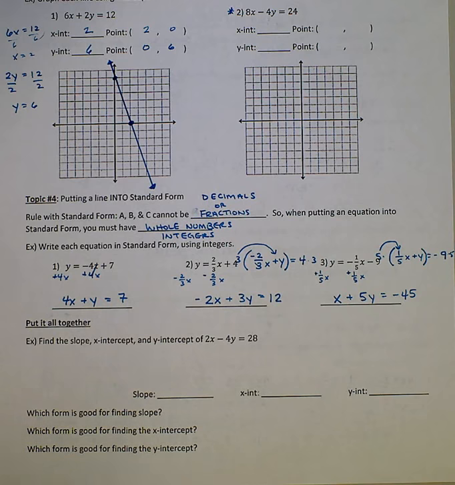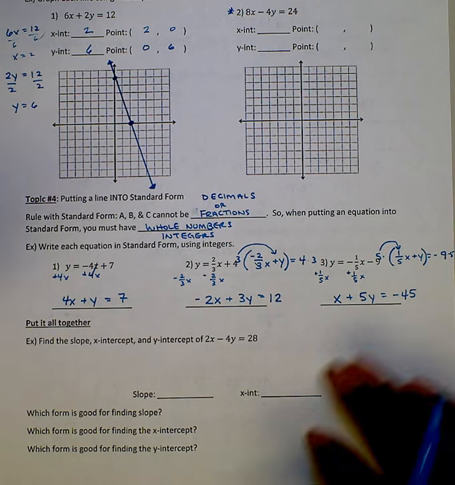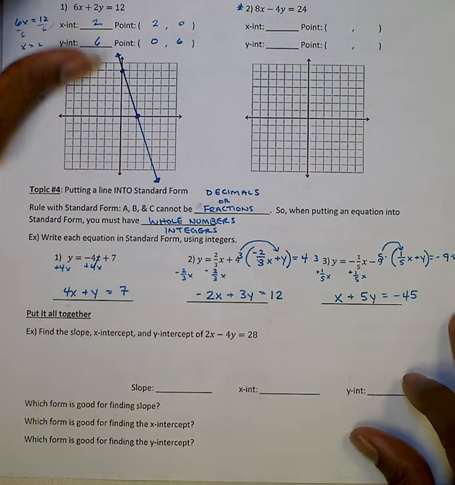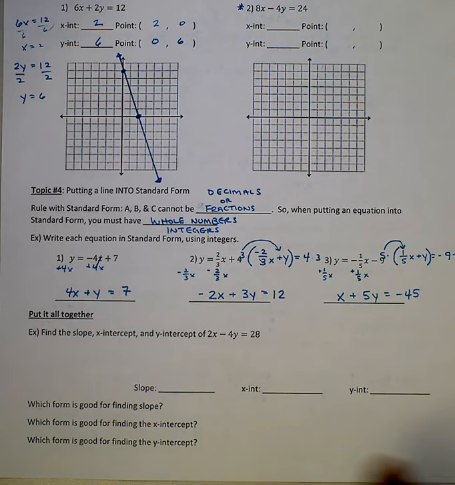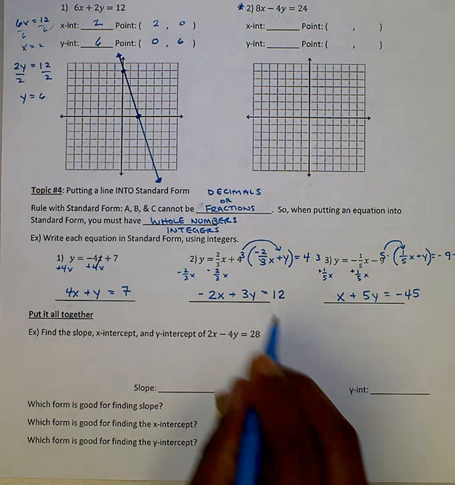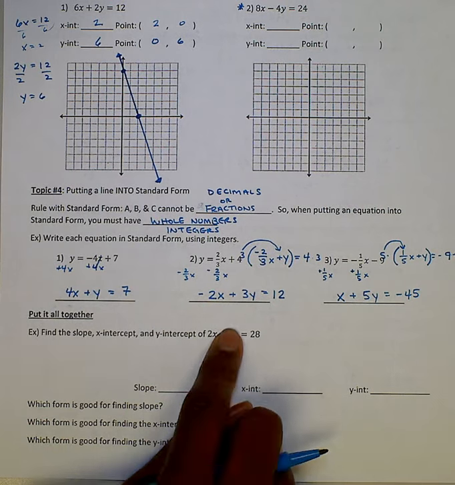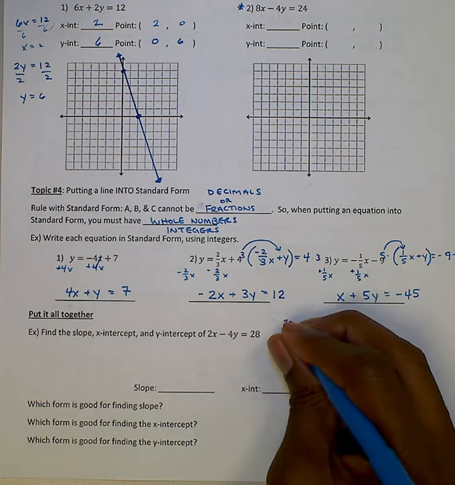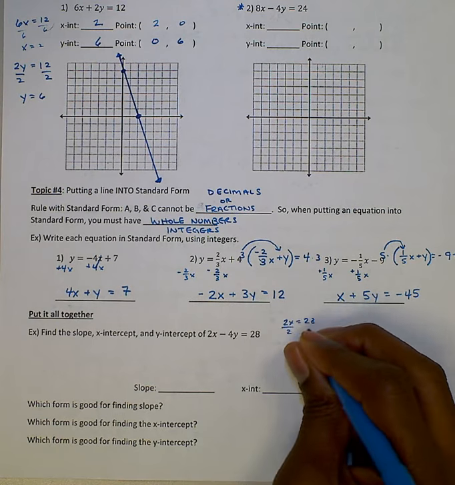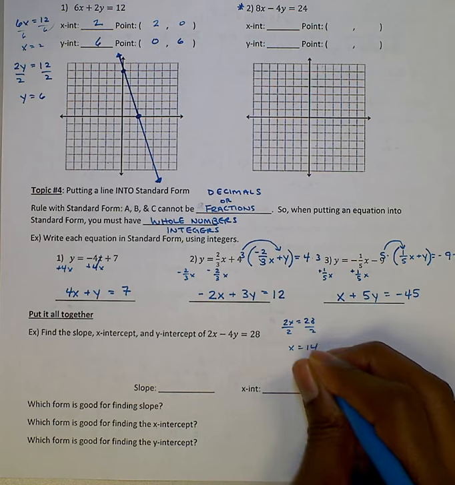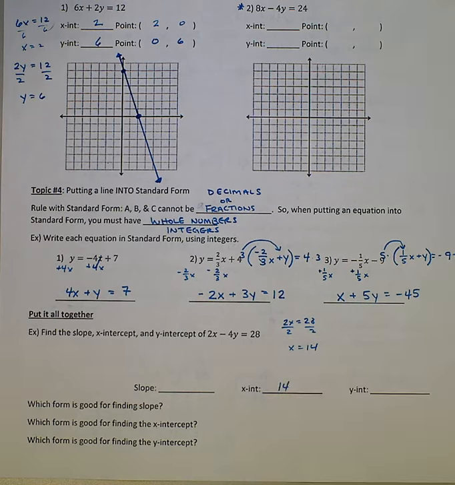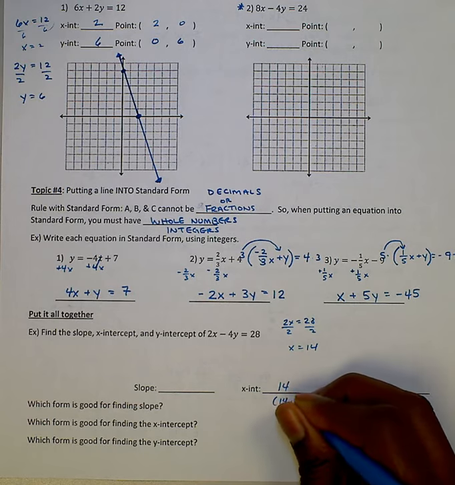Okay, so let's pull it all together here in this last section. They want us to find the slope, x-intercept, and y-intercept of 2x minus 4y equals 28. Okay, what form is this in? It's in standard form. As we talked about today, standard form is great for finding the x and y-intercept. So let's just do that since it's already there. So we have 2x equals 28. We're going to solve for x, and x will give us 14. So we know that our x-intercept's at 14. Remember that that coordinate would be 14, 0.